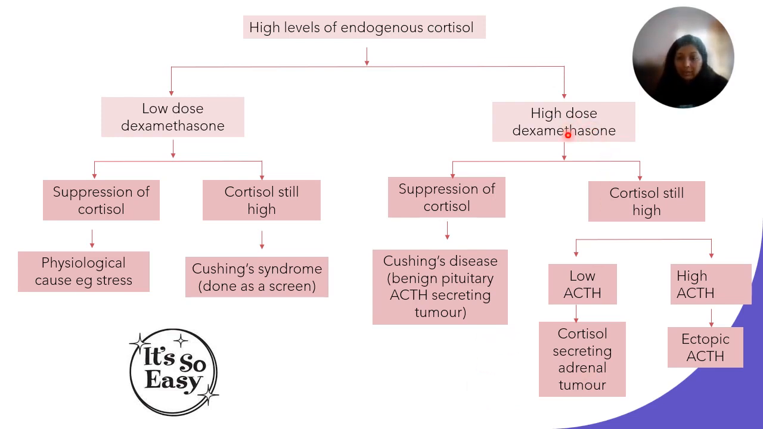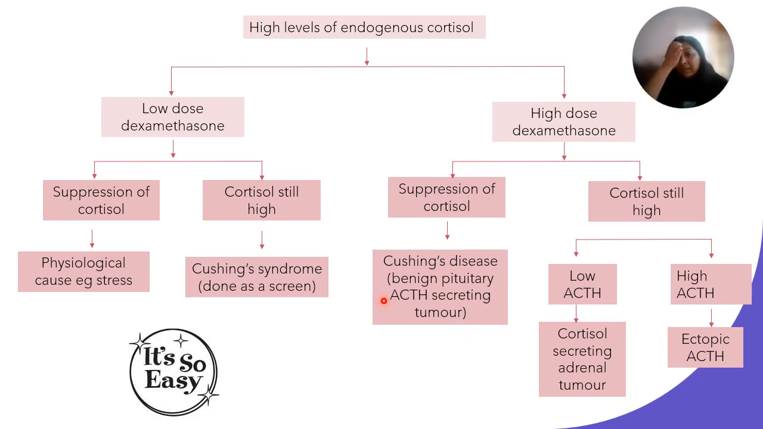So when you give the high dose, again, you have the same two outcomes. Either you suppress your cortisol or your cortisol remains high. So if you are able to suppress the cortisol, then actually what your patient has is almost certainly, in medicine there's almost never and almost never, always or never, sorry. So you're thinking Cushing's disease. And Cushing's disease is a specific type of Cushing's syndrome where it is caused by a benign pituitary tumor which secretes ACTH.